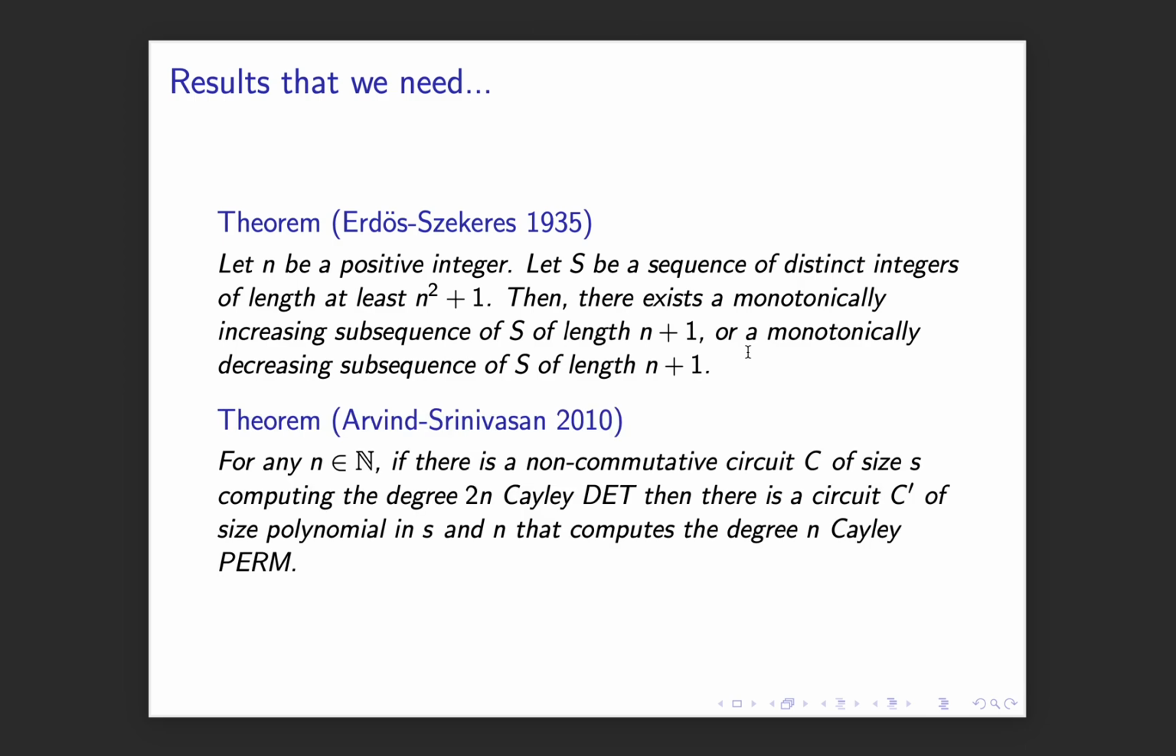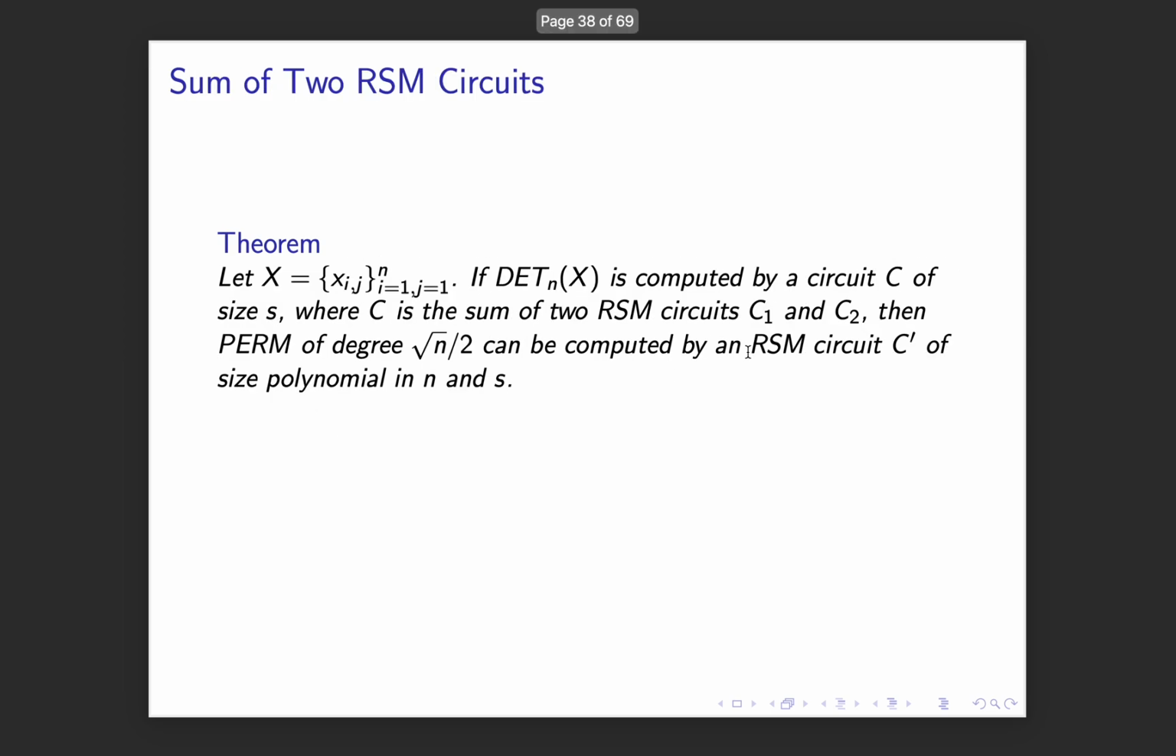The second result we need is due to Arvind and Srinivasan from 2010. For any n, if there is a non-commutative circuit C of size S computing the degree 2n Cayley determinant, then there is a circuit C prime of size polynomial in S and n that computes the degree n Cayley permanent.